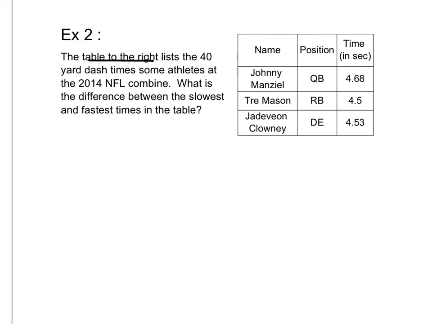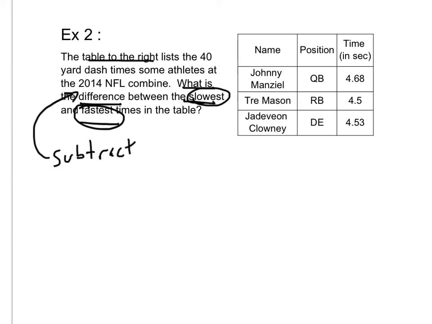Okay, so again, we're looking at the table to the right. That's important. List the 40-yard dash times of some athletes in the NFL Combine. Those words are not really important. They're not going to help us solve this problem. But this last sentence, what is the difference between the slowest and the fastest times, is very important. Because that tells us what to do. So we know we've got to pick out the slowest time. We've got to pick out the fastest time. And we've got to find the difference between those. Okay, and if we remember what difference means, that means we're going to subtract. So this is a subtraction problem because of the word difference right there.